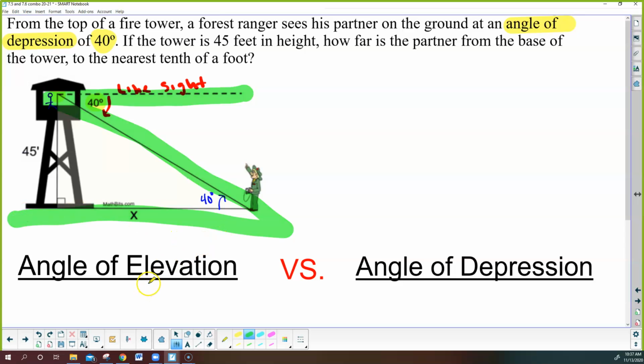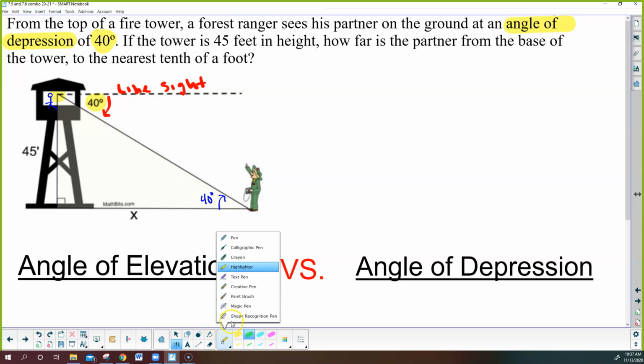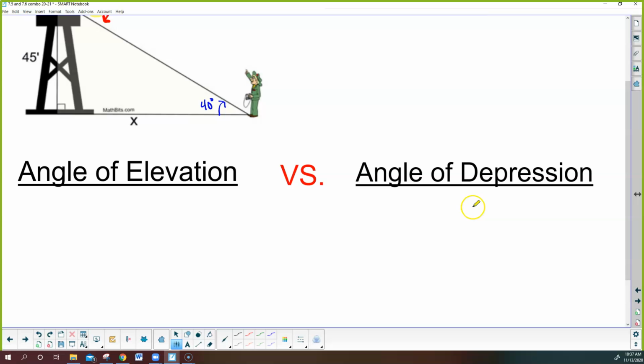That's a very poorly drawn Z. Alternate interior angles, right? They're the same. So, anyways, we have to use these words. I'm going to just stop here and we'll solve this problem in a second.